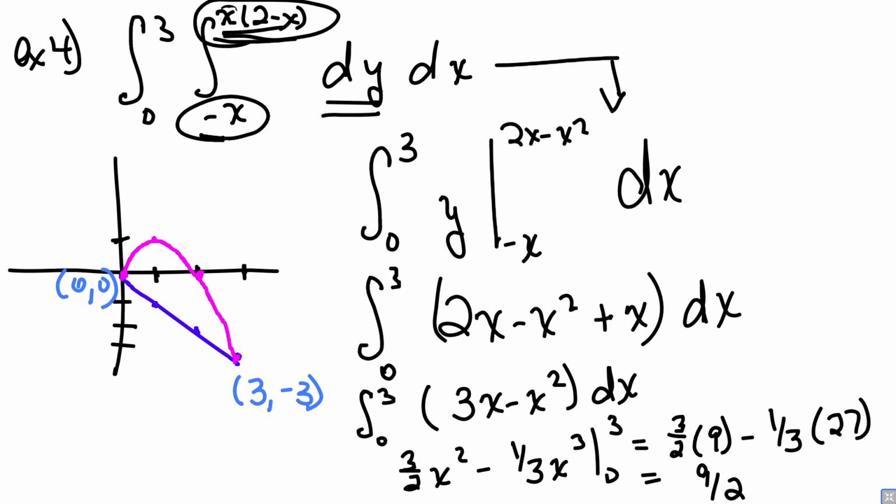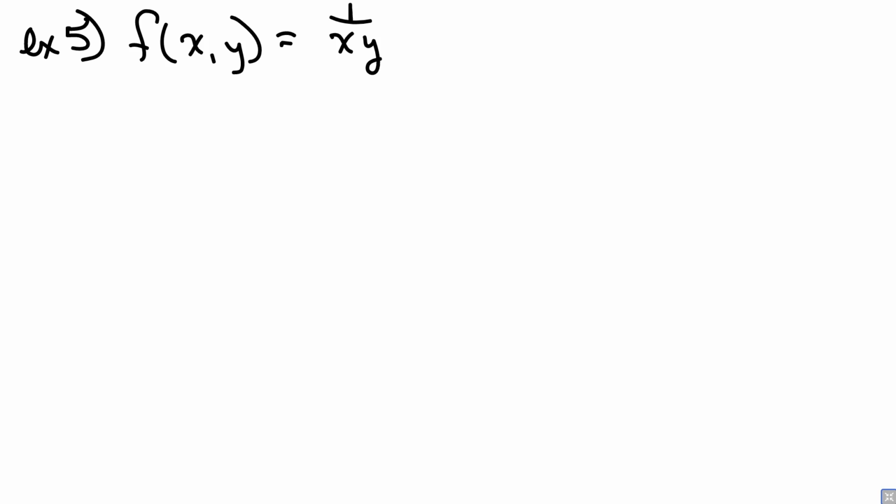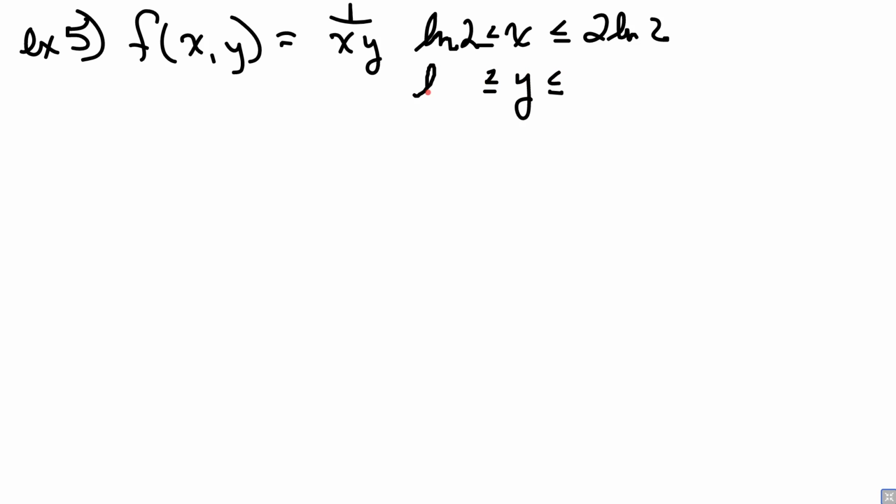Right. Then last example in this section. All right. So the last example, we're looking for the average value for this. So we have a function f of xy. It's defined as 1 over xy. We're told that x is bounded between natural log of 2 and 2 times the natural log of 2. Y is bounded between natural log of 2 and 2 times the natural log of 2.